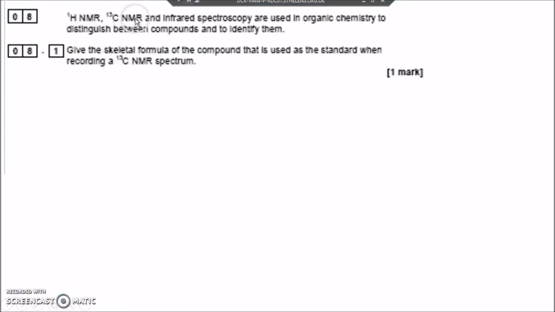Hydrogen NMR, carbon-13 NMR and infrared spectroscopy are used to distinguish between compounds and identify them. Give the skeletal formula of the compound that's used as standard when recording carbon-13 NMR. It's called tetramethylsilane. It's a silicon atom surrounded by 4 methyl groups. The skeletal formula will therefore look like this, because the methyl groups are ends of lines or corners of lines without the hydrogens showing.